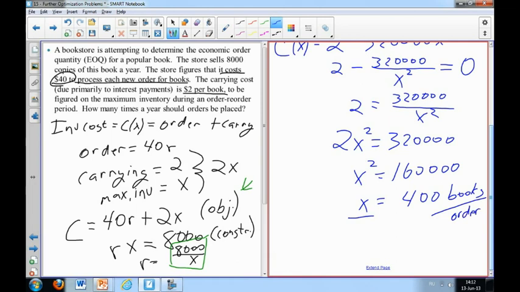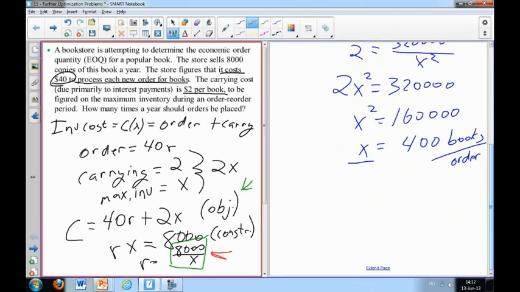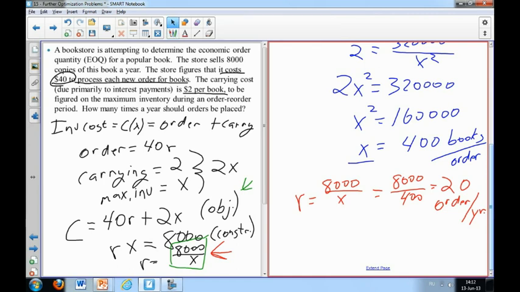Now, we have our x, that's how many we need. If we need to know our number of orders, we can come back to here. Our R is equal to 8,000 over x. So now we simply take 8,000 and divide it by 400, and we get 20. So again, this is the number of orders, so this is 20 orders per year. So when we're done, we realize that in order to have the minimum inventory cost for these 8,000 books, we're going to place 20 orders throughout the year and order 400 books per order.